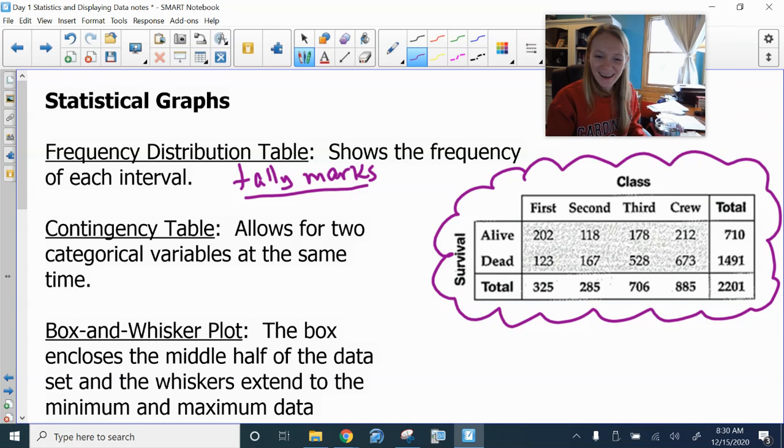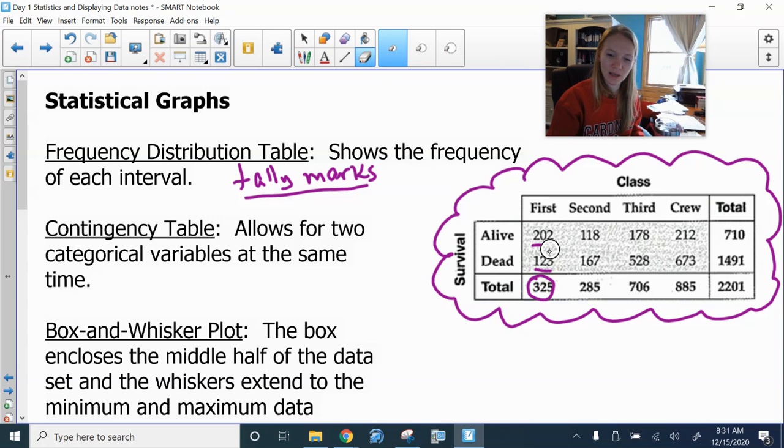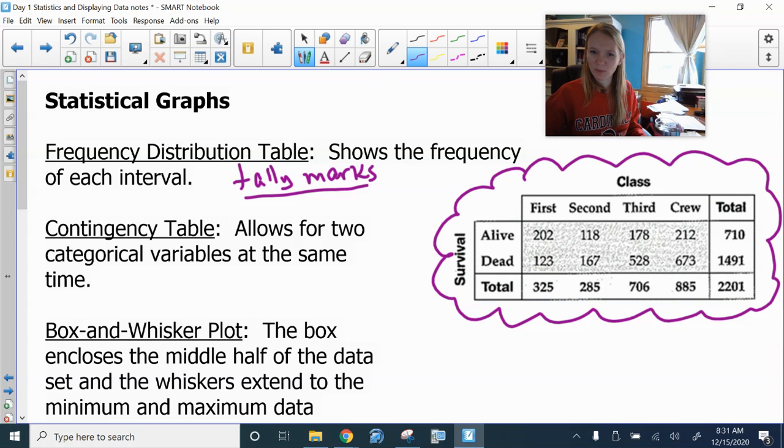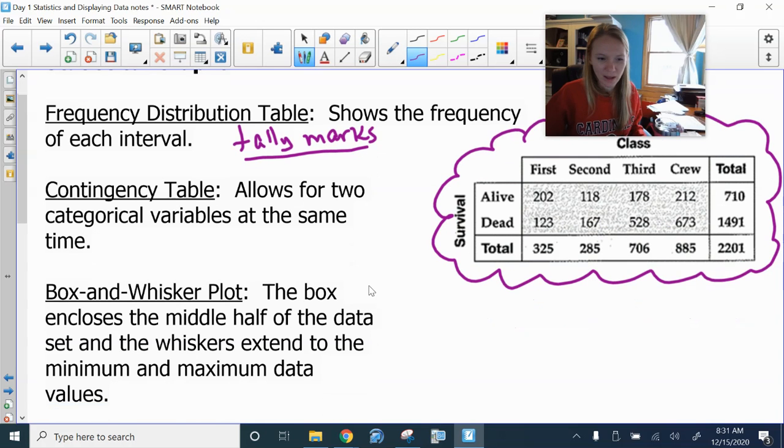Okay. Anyways, this contingency table that we see here has to do with the Titanic and the people who survived or did not survive the hitting the iceberg and all of that stuff. So we can see that there were 202 people in first class who survived versus 123 out of 325 total. So it's just telling us some information in a chart that makes it easier to read as you're distinguishing between all of these pieces of information.